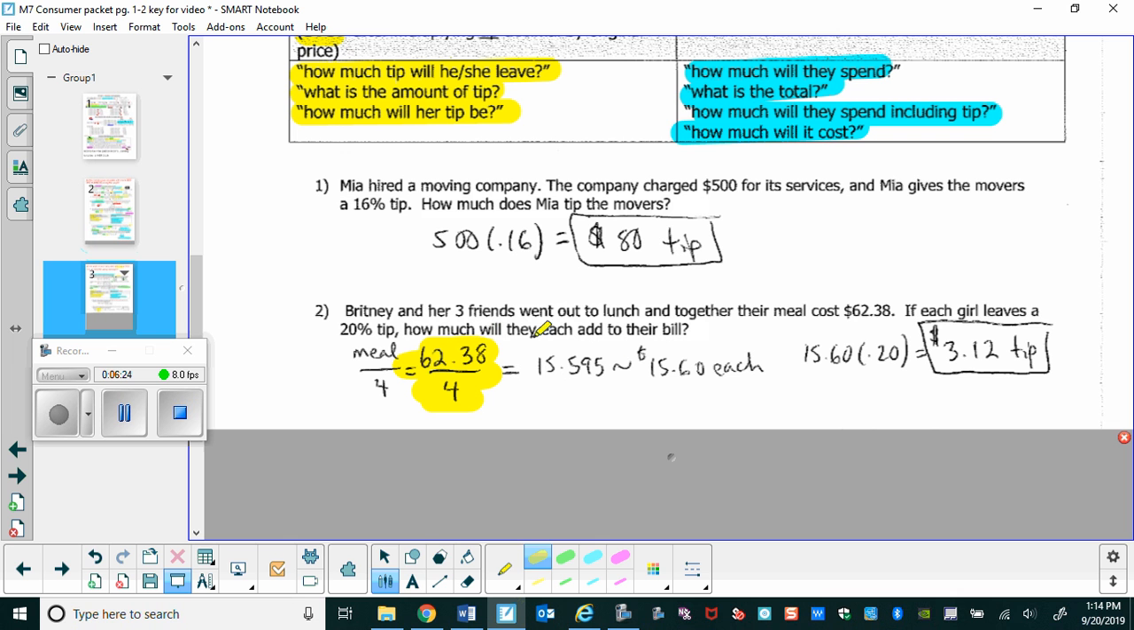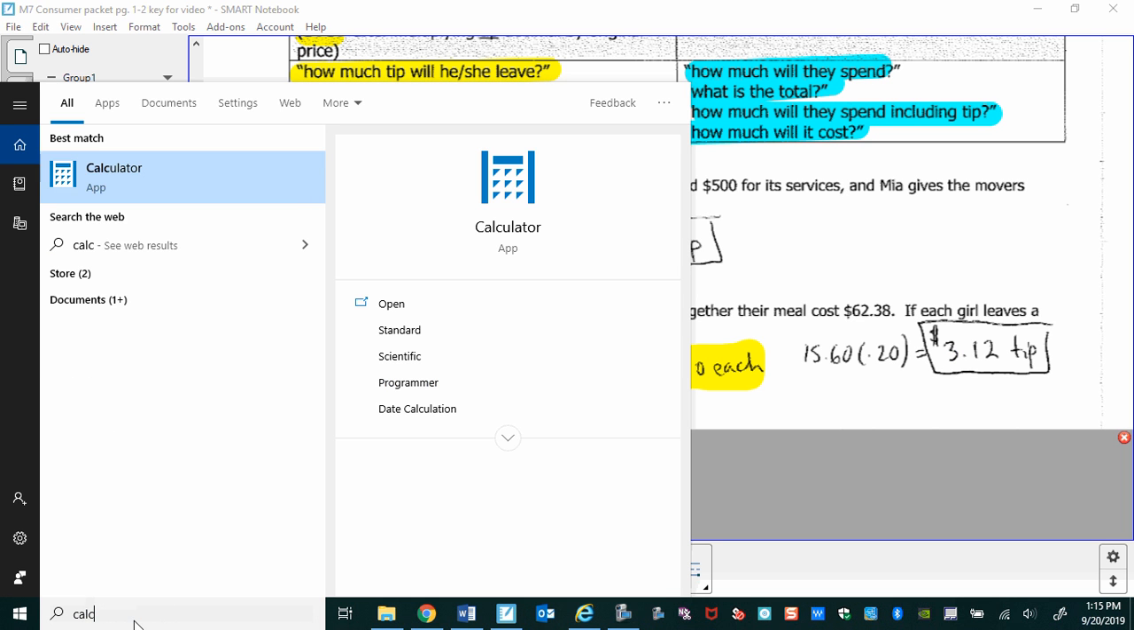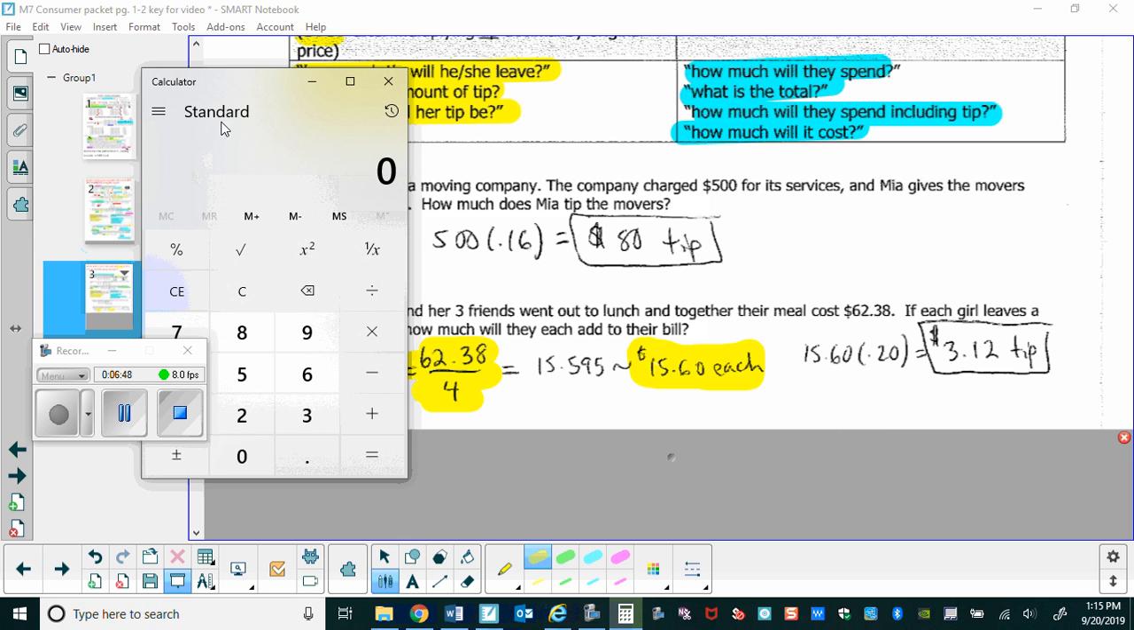So then we can divide that to see that each person owes, in the calculator, 15.595, which is basically $15.60. So if that's what each person owes, then they're going to tip 20%. And our final answer here would be that each person is going to pay $3.12 that they're going to add to their bill. Now there is another way to do this problem that you might have done, and I'm going to talk about it real quick.